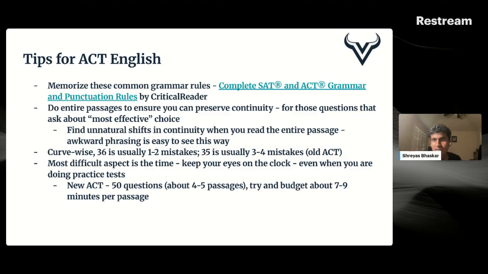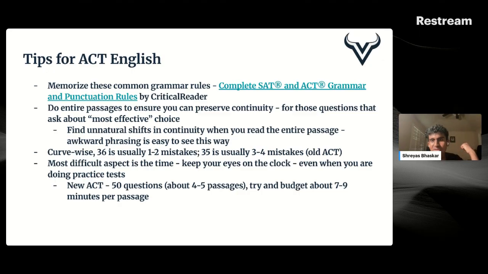the test. Do entire passages so you can preserve continuity, because there are questions that ask about most effective choices in terms of continuity of a passage, and you have to have read the entire passage to understand the tone and the mood that the author is trying to create. So find unnatural shifts in continuity while you read the passage. If you read it out in your head, you can see that there's awkward phrasing, there's unnatural shifts, and that's why that answer is incorrect.